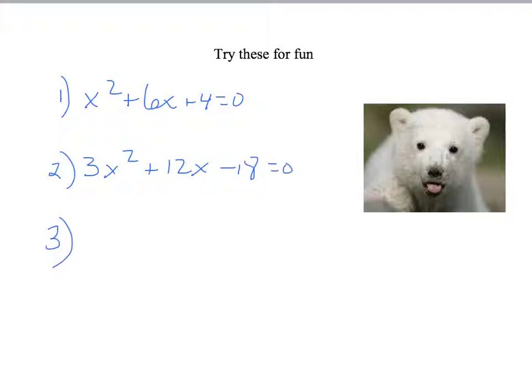And then the last example I want you to do is I would like you to put this in vertex form. y equals x squared minus 8x plus 17. Put it in vertex form.